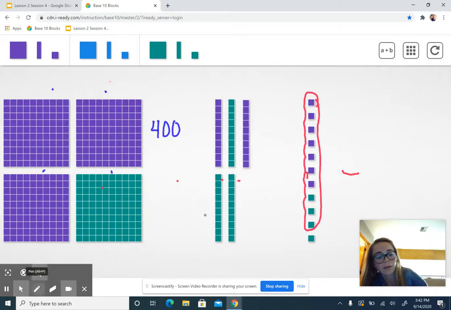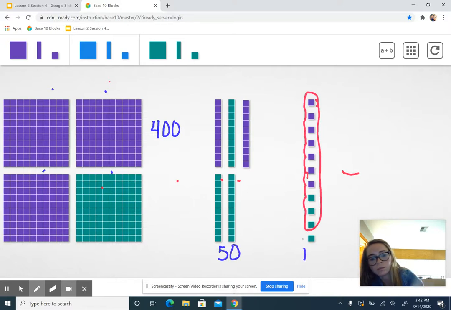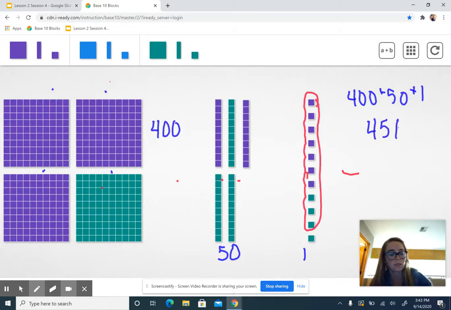So now let's count. How many 10s do we have? I see 1, 2, 3, 4, 5. So I have 5 tens, and that is 50. And I have 1 one. So we have 400 plus 50 plus 1. So I have 451. And that's how we do it using the base 10 blocks.